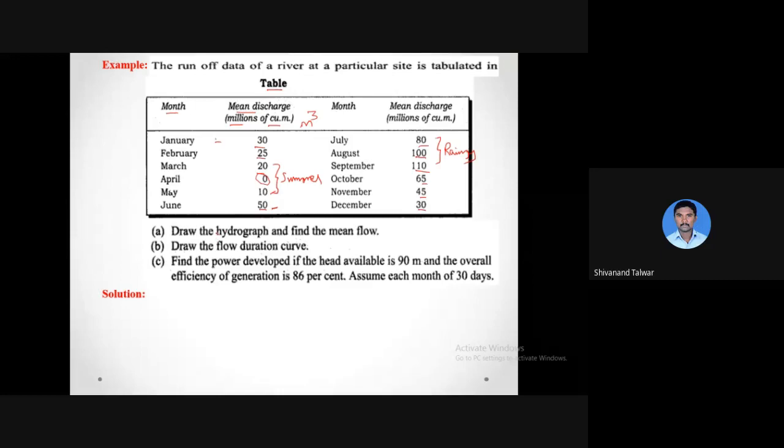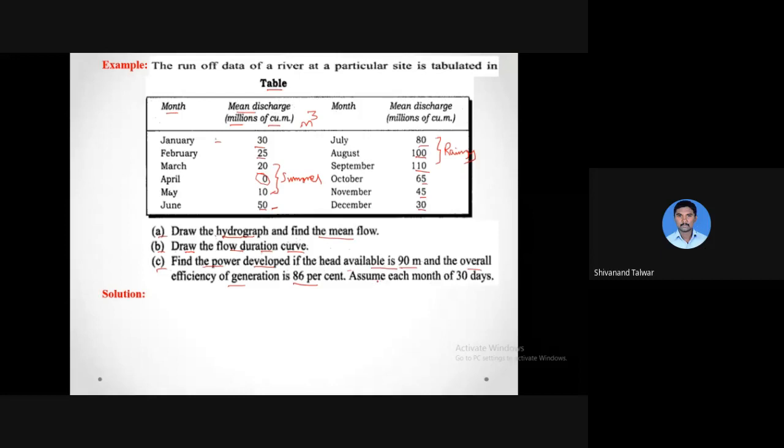So based on this data, first we have to draw the hydrograph and find the mean flow. Second, we have to draw the flow duration curve. Third, we have to find the power developed if the head available is 90 meters and the overall efficiency of the generation is given as 86%.